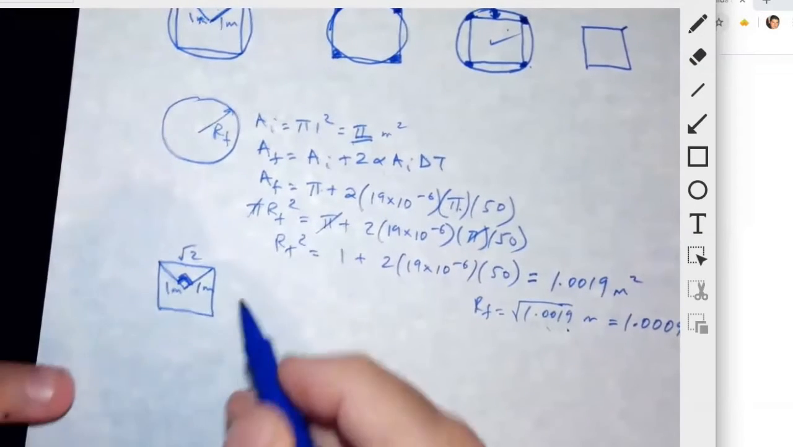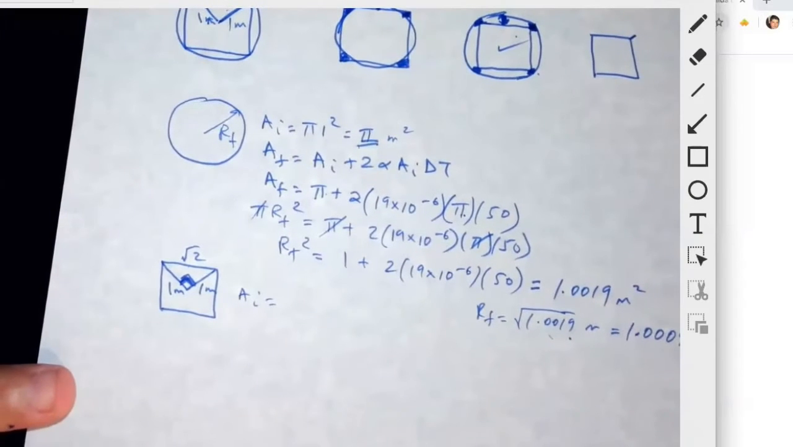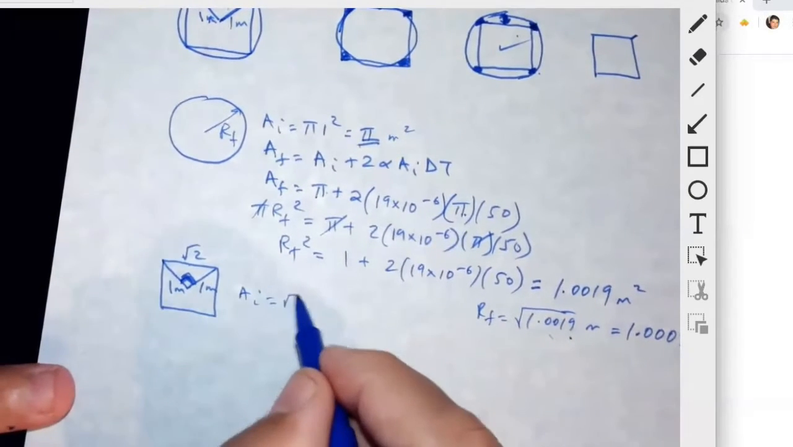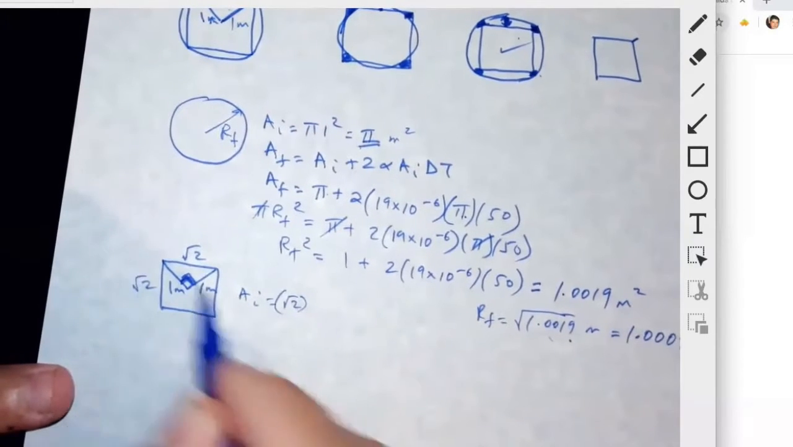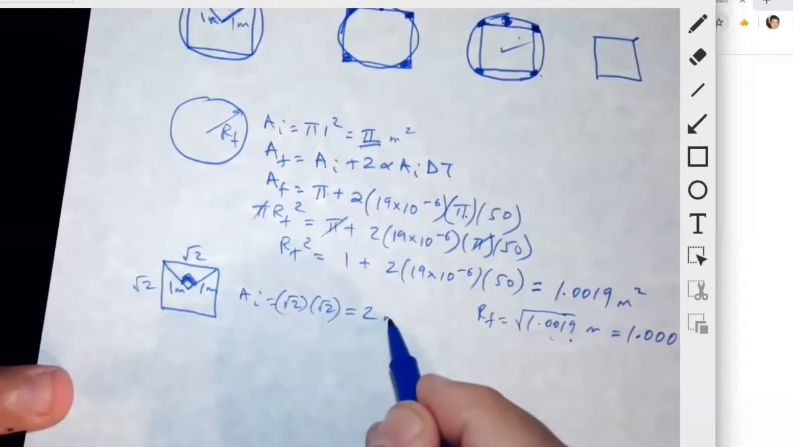So now from there, we can calculate the original area of the square. Square root of 2 times square root of 2, which would be 2 meters squared.